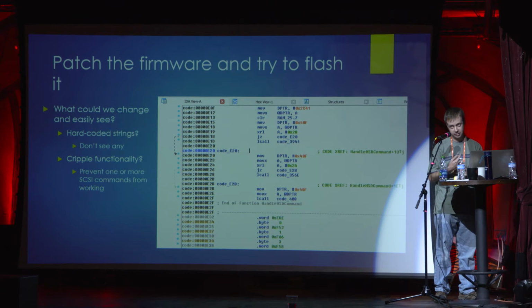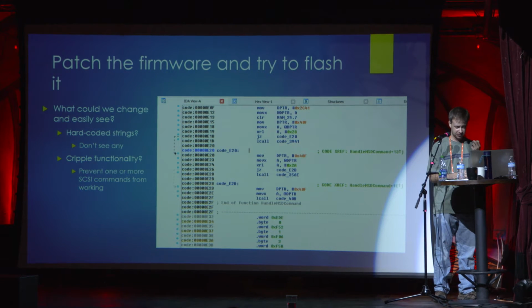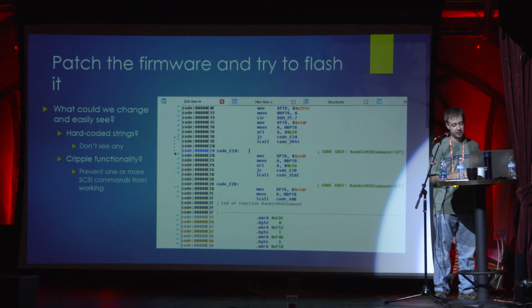Are there any hard-coded strings that we could change in the firmware? No, there's not. Not that I could see. What about crippling functionality in some kind of semi-safe way? Well, digging into the code that handles incoming USB data, we can find the equivalent of a case statement, which in assembly looks like this. It's a table of addresses and values, like in the bottom of the screenshot, where it deals with certain commands. So, for example, to handle SCSI command 03, which is requesting sense data, that you can see in that table, there's an address that it would jump to and handle it.